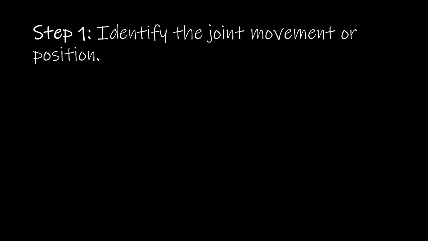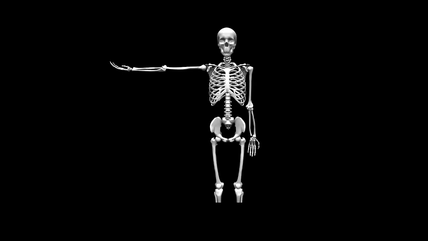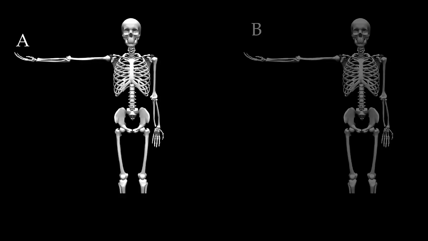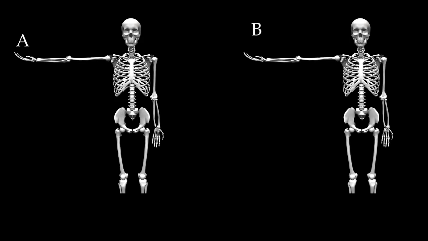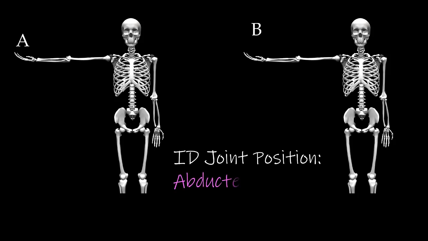Step 1, we wish to identify the joint movement or position. In this example here, the arm is being held in this position for an extended period of time. Now, if we review what happens between A and B, nothing happens. The arm is being held. Now, instead of identifying a joint movement, we will be identifying a joint position. In this case, the joint is in an abducted position.